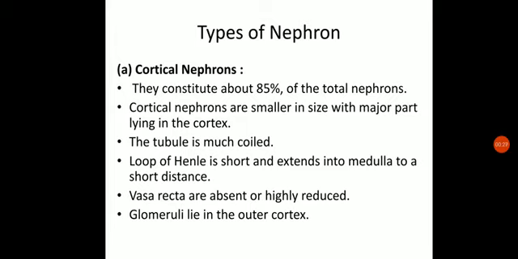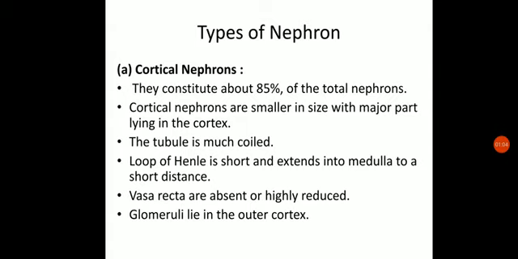Now we know that in one kidney, around 1 million nephrons are found. So they are very huge in number in the kidneys. Okay, so let us see. On the basis of position, the nephrons can be of two types, that is cortical nephrons and juxtamedullary nephrons. We will be discussing both of them one by one.